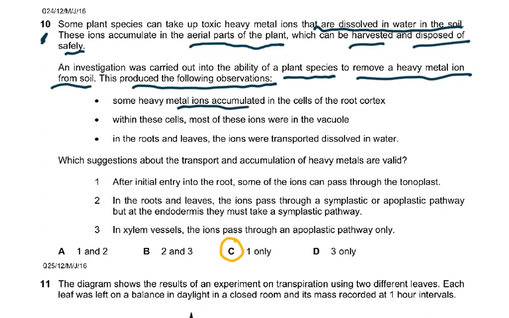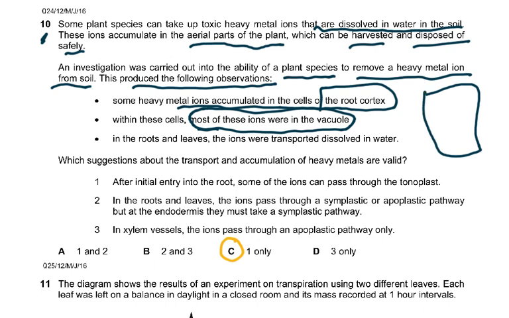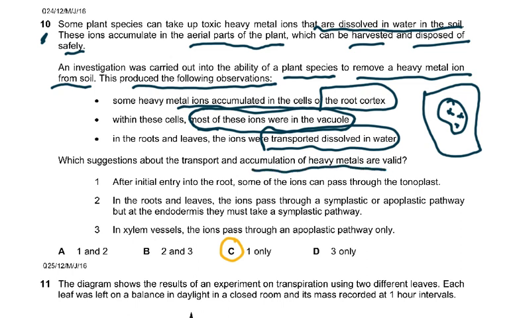Some heavy metal ions accumulated in the cells of the root cortex. Within these cells, most of the ions were in the vacuole. So cell, but they were found inside the vacuole. In the roots and leaves, the ions were transported dissolved in water. Which suggestions about the transport and accumulation of heavy metals are valid? So you read these once again and then you look up what is valid.